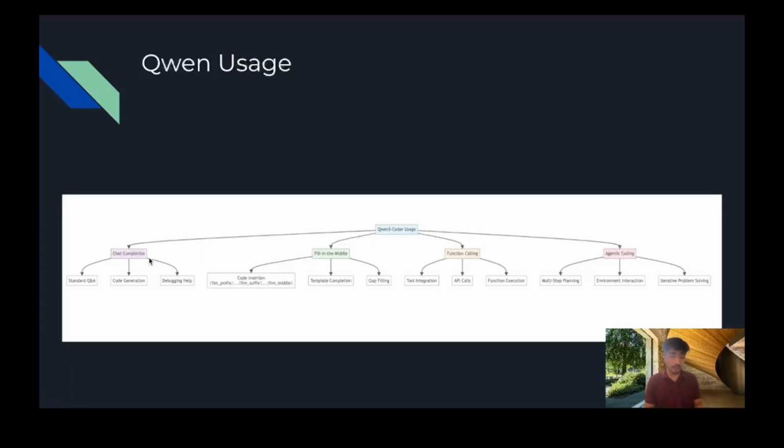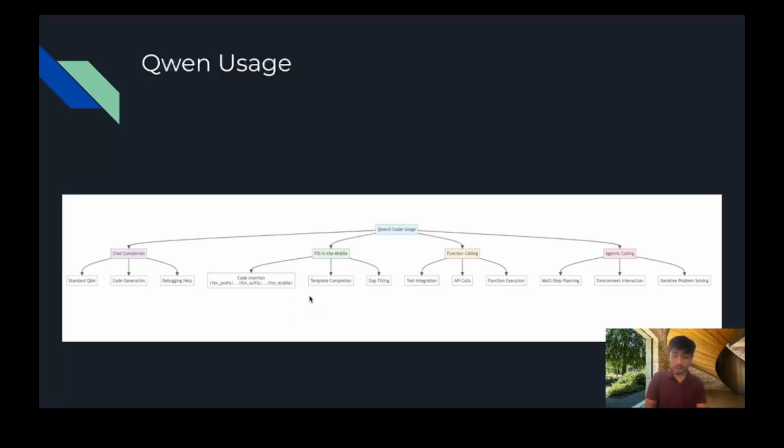If you see the Qwen3-Coder usage, we can use this for chat completion, like standard Q&A, code generation, debugging help, all these things which a normal LLM is also able to do. Like with ChatGPT, we are also able to do this. You can use fill in the middle. In fill in the middle, you give some code in which some part is removed and you want to complete that code, so you can give it to the LLM, and the LLM will be easily able to do it.